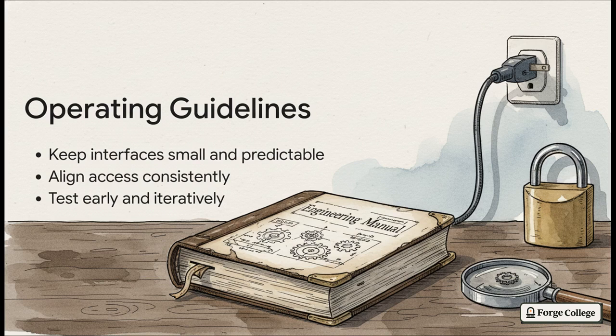Number 2, align access controls consistently. Use a single controller pattern across all your modules to simplify testing. And number 3, test early and iteratively. Let these minimal unit tests become the bedrock for your future optimizations.